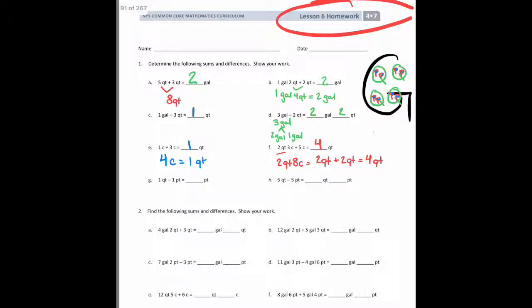All right, let's look at G. 1 quart minus 1 pint. Well, if we look at a quart, there are 2 pints in a quart. So if I took out 1 pint, we would just have 1 pint left.